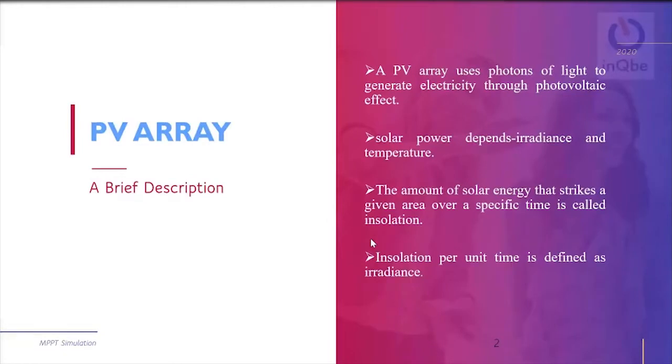Then, the amount of solar energy that strikes a given area, that means the normal energy available in a square meter, will be 1 kilowatt. So solar irradiance should be mentioned in watts per meter square. Irradiance, that is insolation, meaning the light available, can be called irradiance.